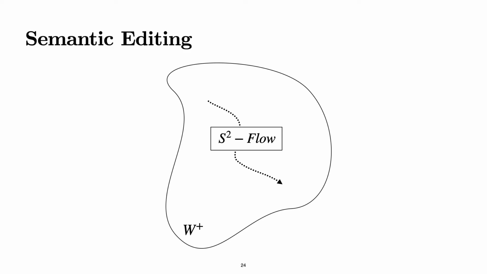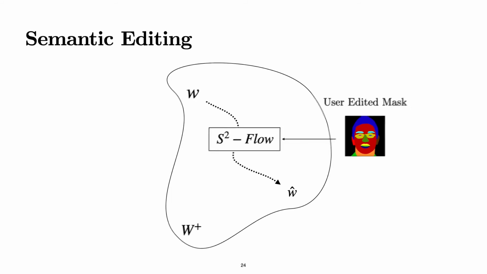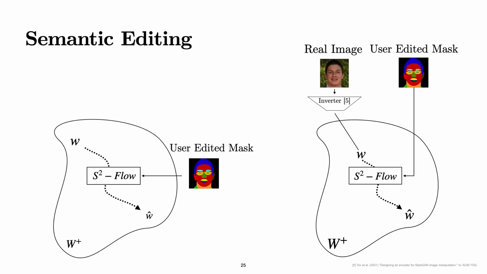Next, we show semantic editing results. Semantic edits can be applied by first performing a forward pass with the input latent code W and using the edited semantic mask during the backward flow, obtaining the edited latent code W hat. We can also edit a real image with an additional step of first inverting the real image using an inverter method like encoder for editing.